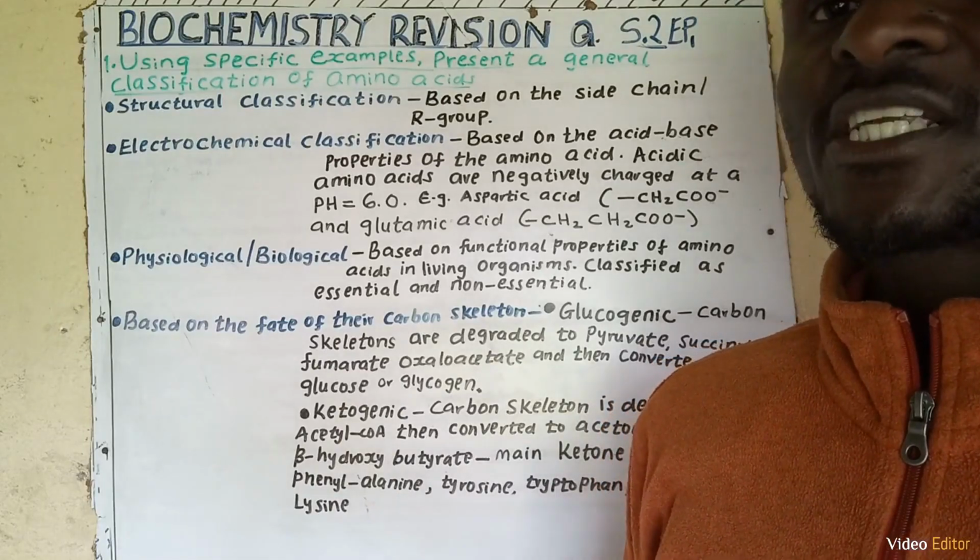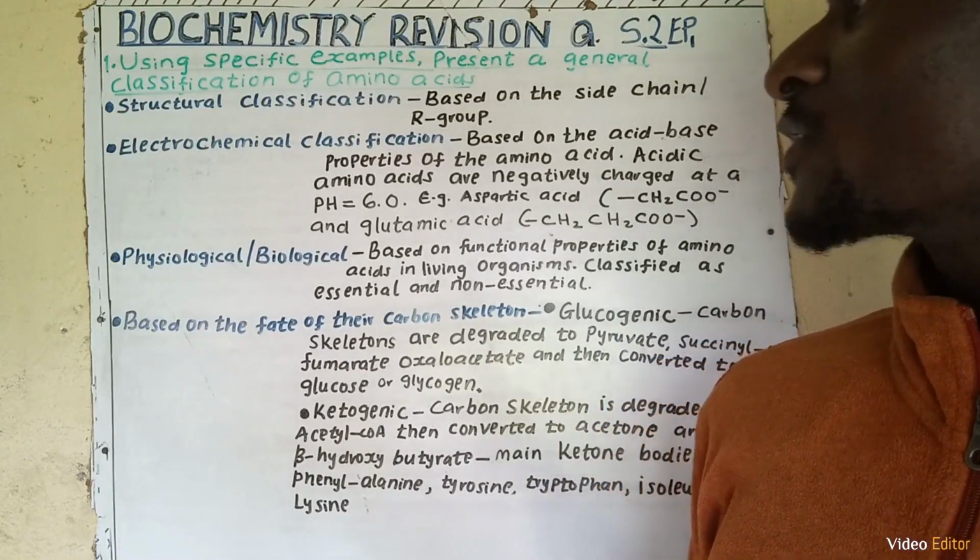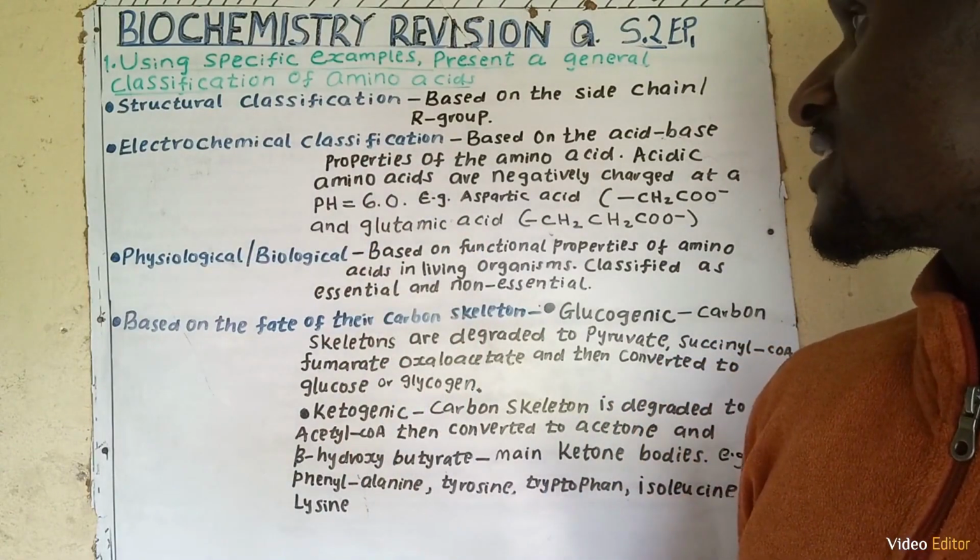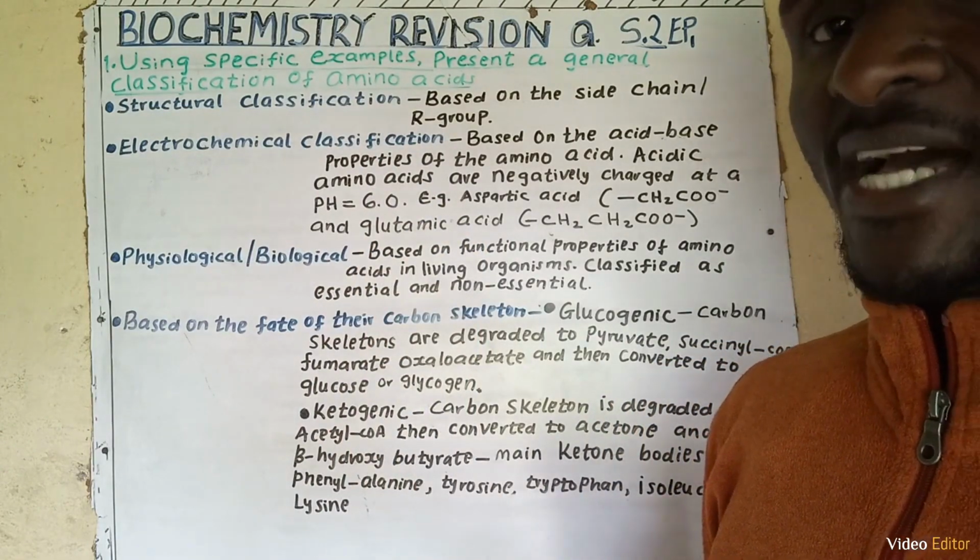Biochemistry Revision Question, Series 2, Episode 1. Using specific examples, present a general classification of amino acids.